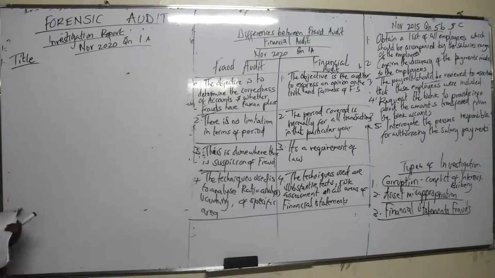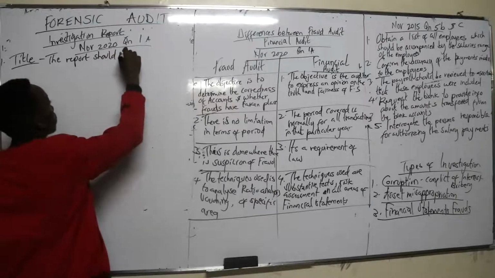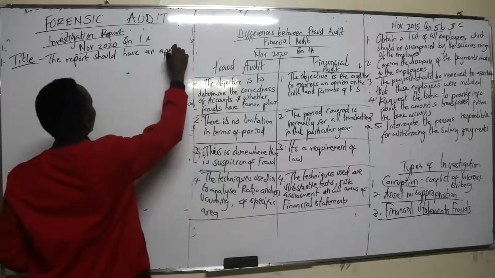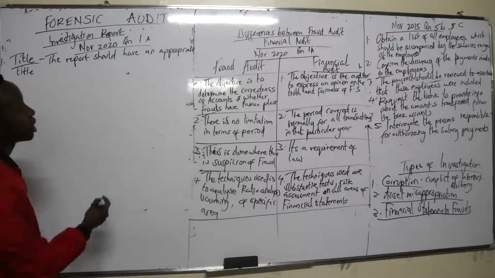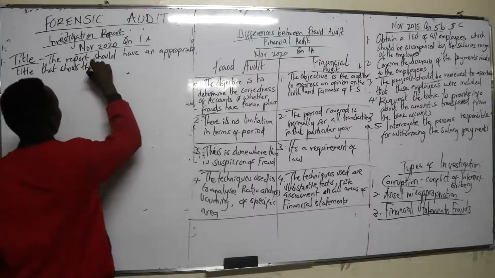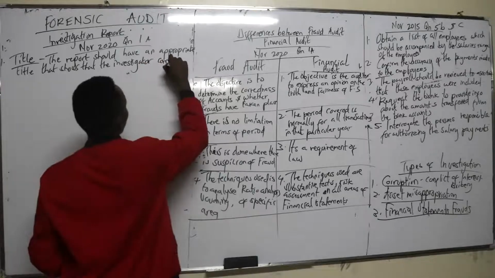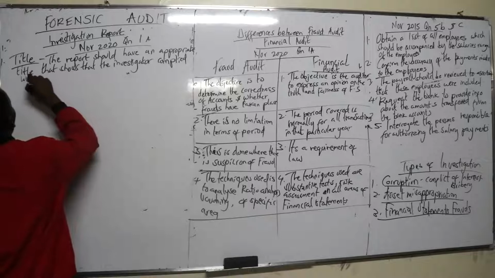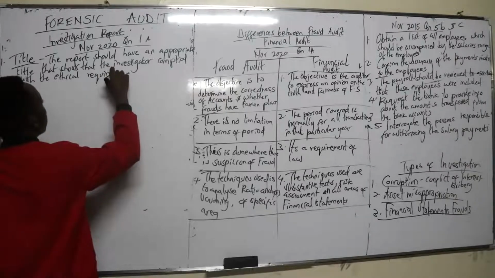So obviously you would expect an investigation report to have a title that shows that this is the investigation report that has been formulated. So the report should have an appropriate title that shows that the investigator complied with the ethical requirements, for example, the ethical requirement of independence.